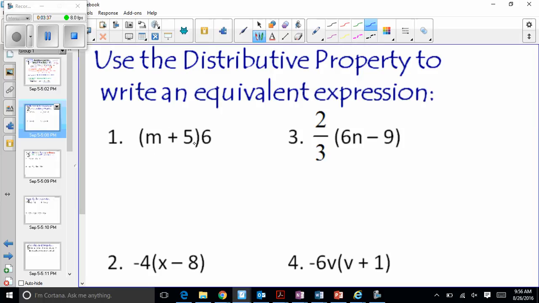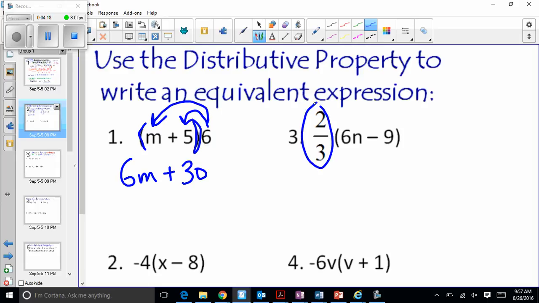work with a problem where there's parentheses. We've got m plus 5 in parentheses, and according to the order of operations, we have to evaluate this part first. Well, right now we can't combine those two because m and 5 just won't go together. They're not like terms. But what I can do, if you remember this from last year, is distribute the 6 to each one of those terms, and it becomes 6m plus 30. I have multiplied each one of the terms on the inside of the parentheses by 6. So that becomes 6m plus 30.